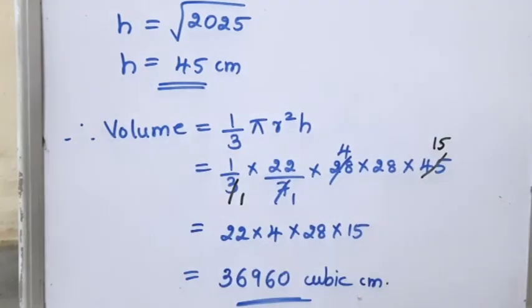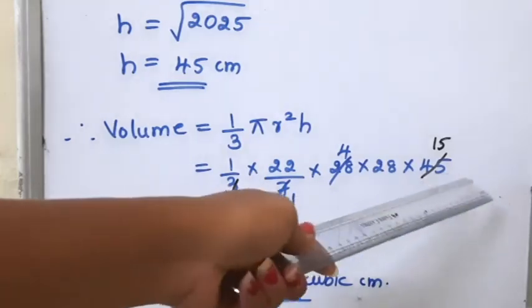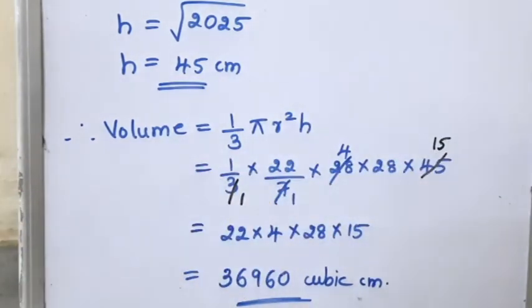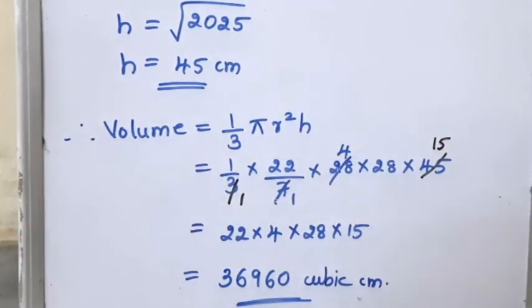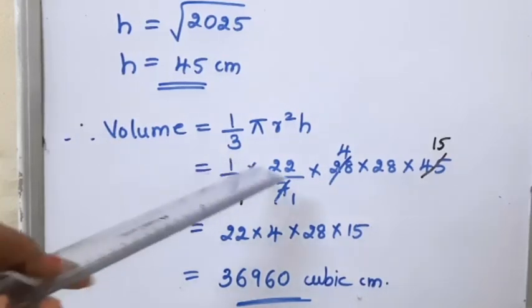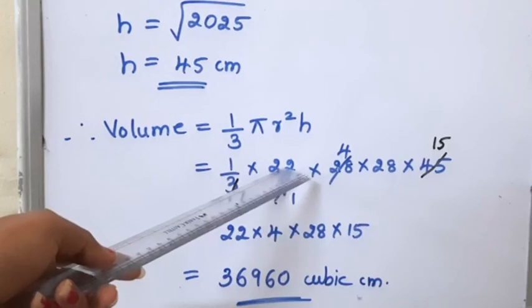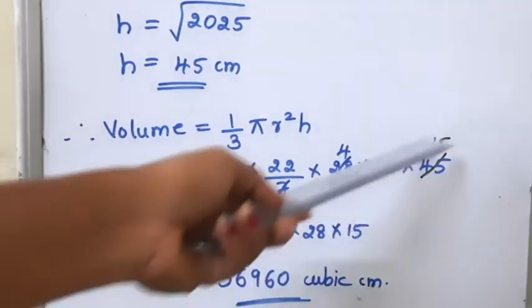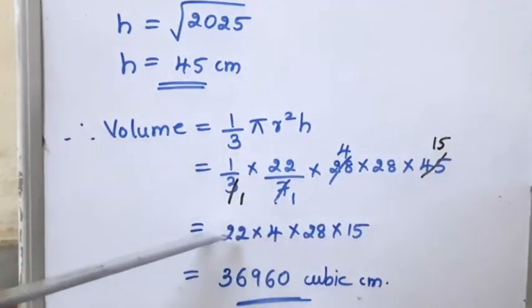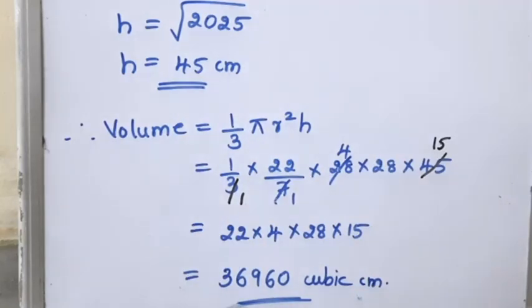Now here again I have simplified. 3 ones are 3, 3 15s are 45. Then one more simplification I have done. 7 ones are 7, 7 fours are 28. Okay, next step we will write the remaining things. Here we have to only write 22 multiplied by 4 multiplied by 28 multiplied by 15. Now if you multiply all these, you will get this answer, that is 36,960 cubic centimeter. Here you have to give units. Since it is volume, we have to write cubic centimeter. So this is the answer.